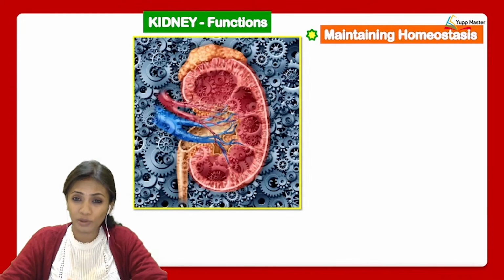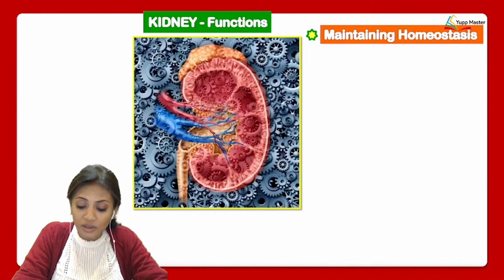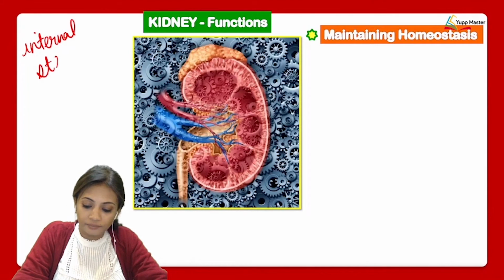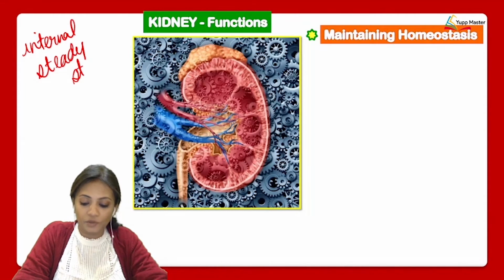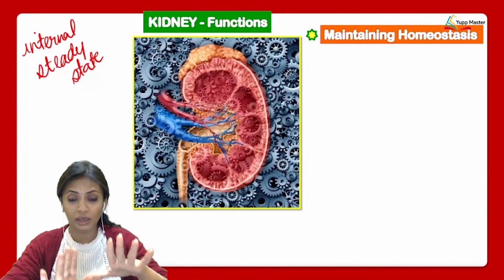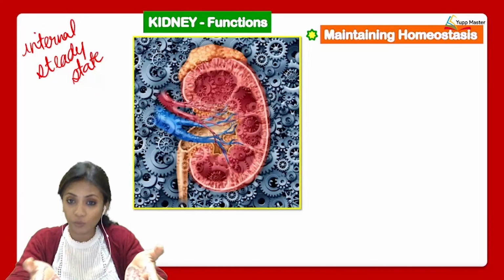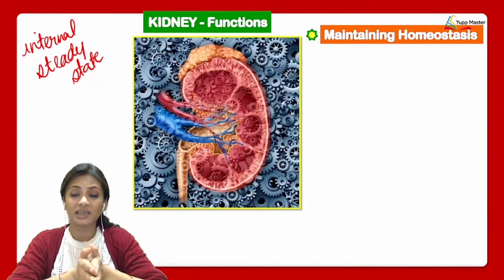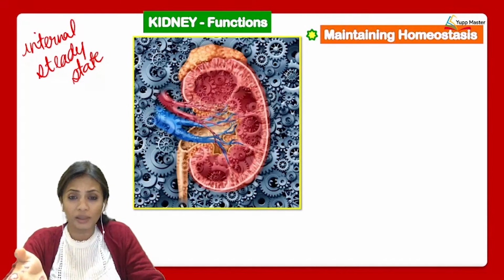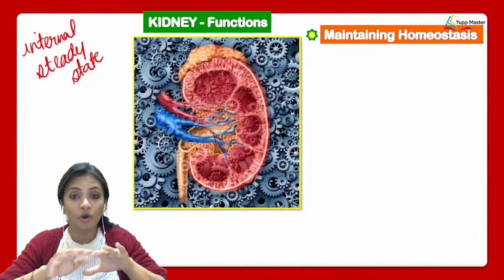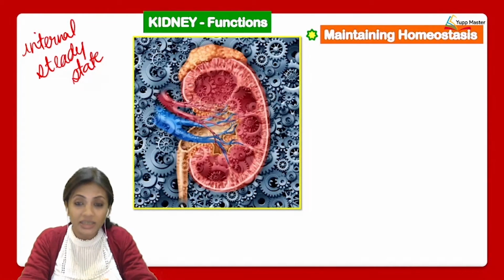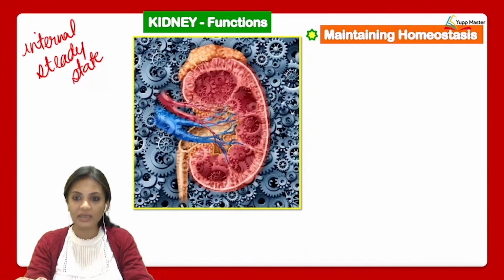Okay, what is homeostasis? Homeostasis means an internal steady state. So when I'm saying internal steady state, I mean a steady state of everything. I mean a steady state of salt and water balance. I mean a steady state of temperature regulation. I mean a steady state of the BP being normal. So everything needs to be at a normal value. That is called homeostasis. So kidneys are going to be helping in maintaining this homeostasis.